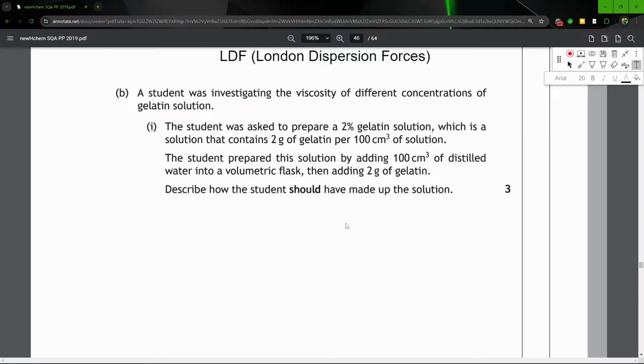B. A student was investigating the viscosity of different concentrations of gelatin solution. The student was asked to prepare a 2% gelatin solution, which is a solution that contains 2 grams of gelatin per 100 cubic centimeters of solution. The student prepared this solution by adding 100 cubic centimeters of distilled water into a volumetric flask, then adding 2 grams of gelatin. Describe how the student should have made up the solution. Oh, it's a free marker, and it's my least favourite thing to do ever. But basically, this is just something you've got to learn.